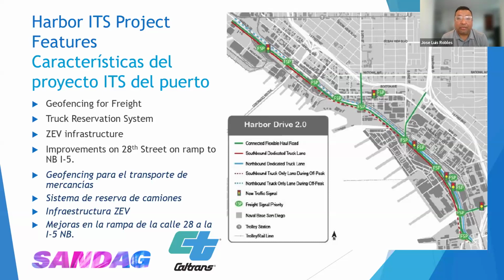And finally, we're also going to be implementing some improvements on the 28th Street on-ramp to facilitate freight mobility as it moves from Harbor Drive along 28th Street and goes northbound on the I-5. Next slide, please.